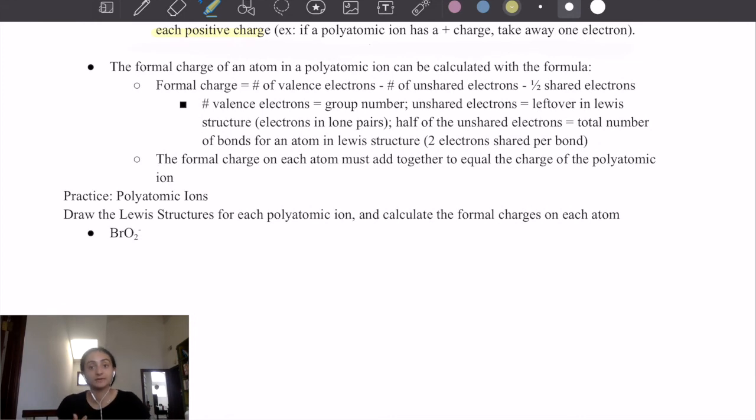And we also can calculate the formal charge of each atom in the polyatomic ion. That is calculated with the formula that formal charge equals the number of valence electrons of each atom minus the number of unshared electrons minus half of the shared electrons. And you do this calculation separately for each atom in the polyatomic ion in order to figure out the charge of each atom. And collectively, the charges of all the atoms will equal the total charge of the polyatomic ion.